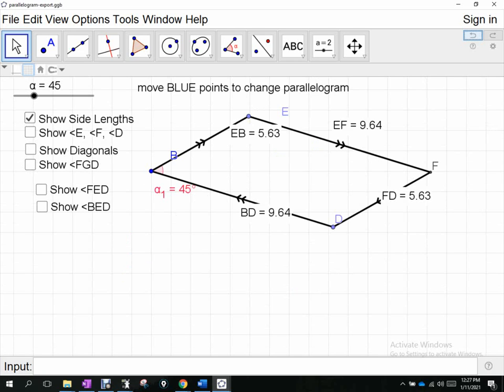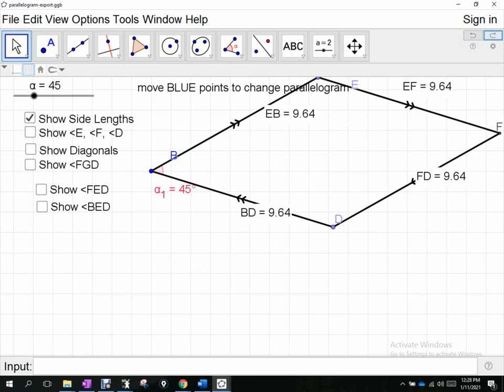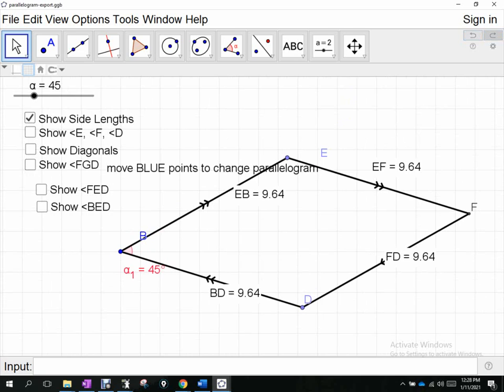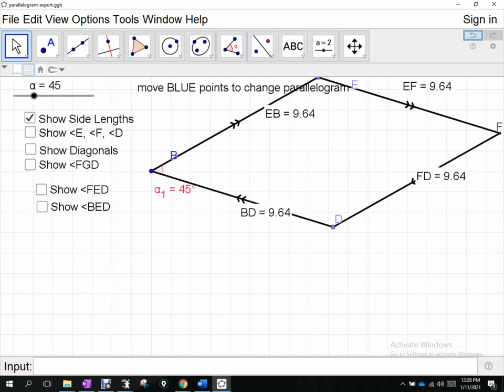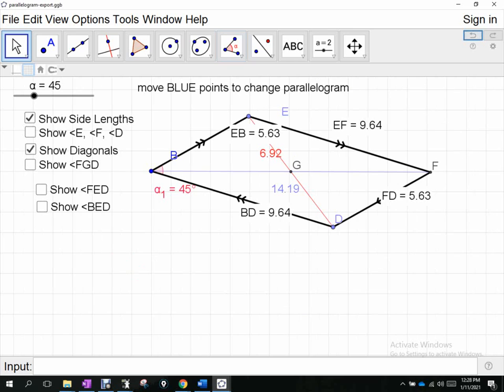So I went from there, which was a parallelogram, and I just extended this side EB so it became 9.64. I did nothing to the diagonals. If I go back to a parallelogram and show the diagonals and that angle right there, the angle in the middle is 51.41 degrees, and they're not perpendicular. So for parallelograms, diagonals are not perpendicular.